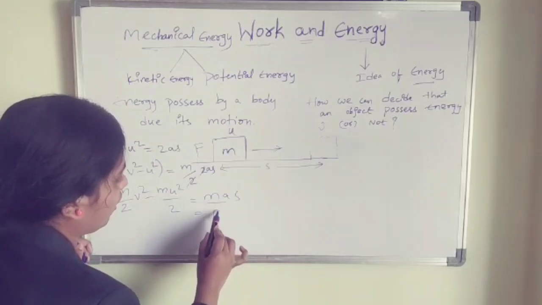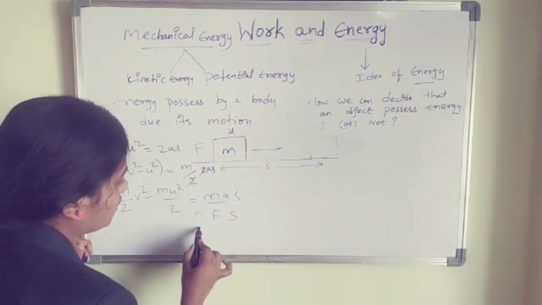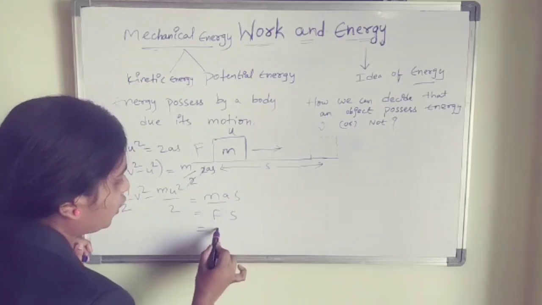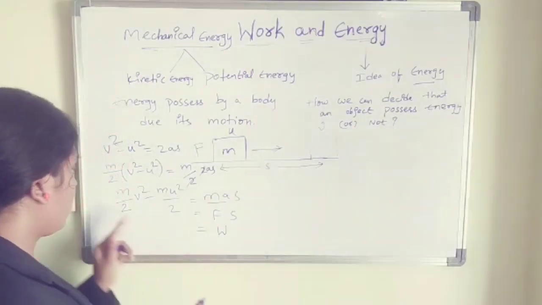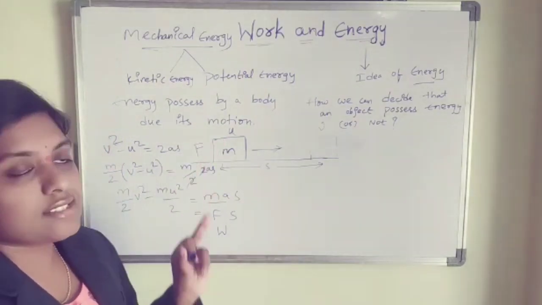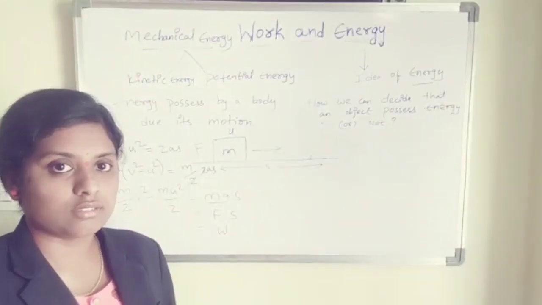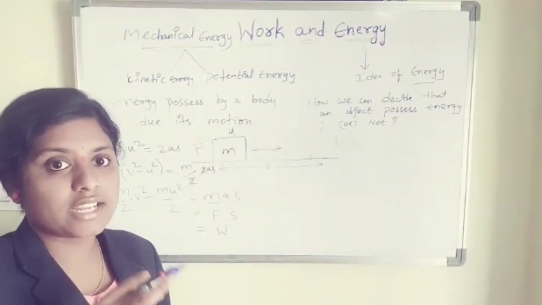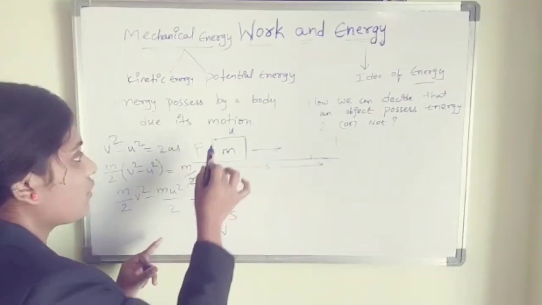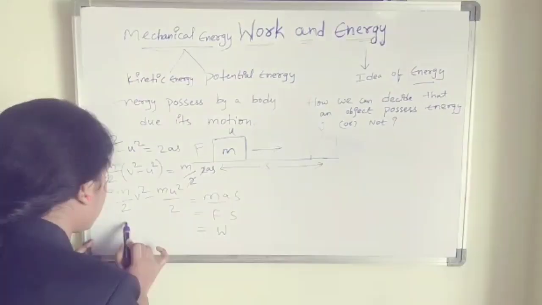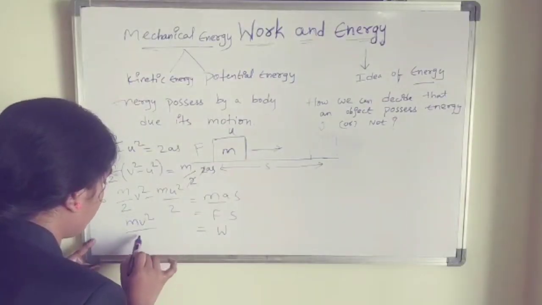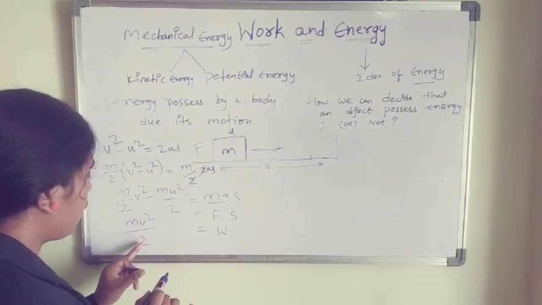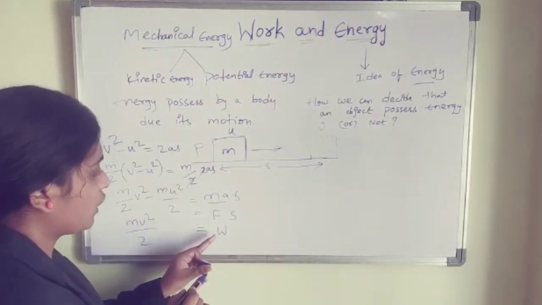MA equal to F, force. F into S equal to W, work done. Here, the body is starting with initial velocity. The body is at rest, starting with initial velocity, so we can say that it is 0. So, mv square by 2 equal to work done.